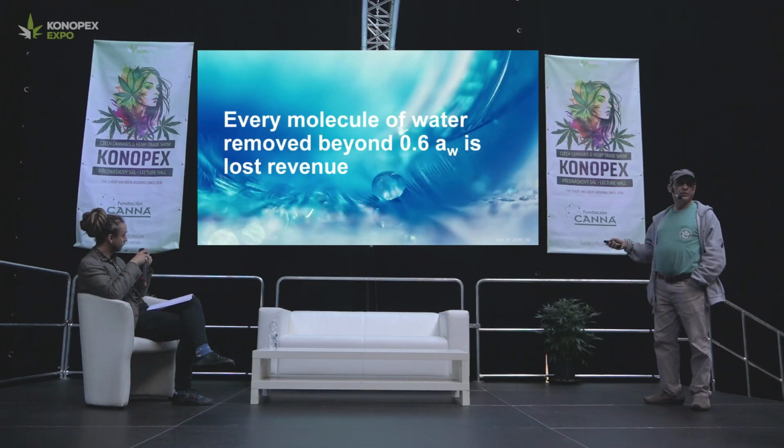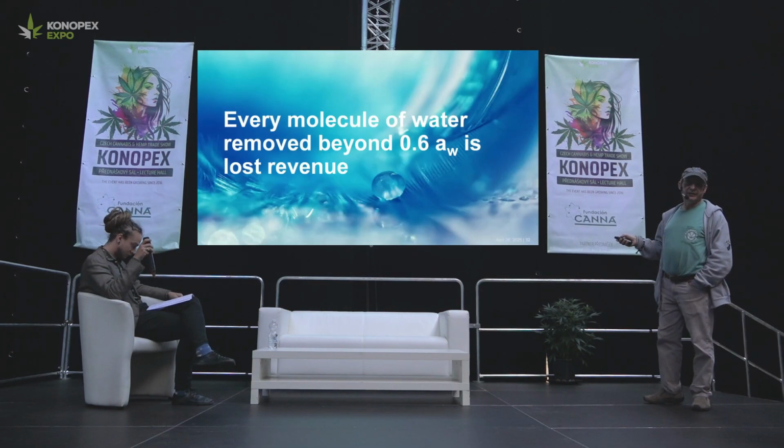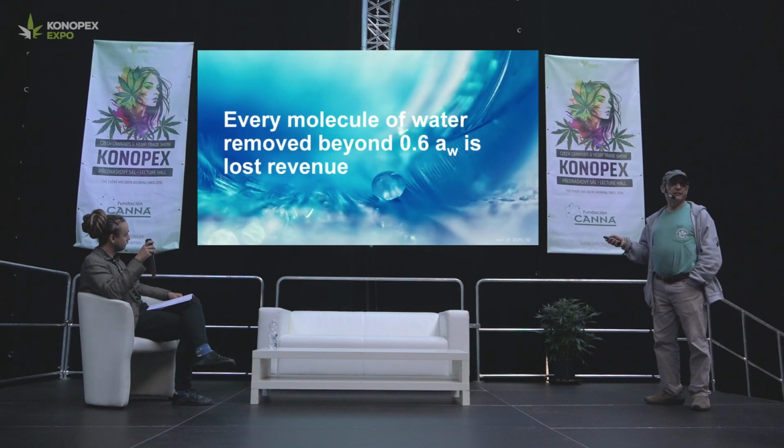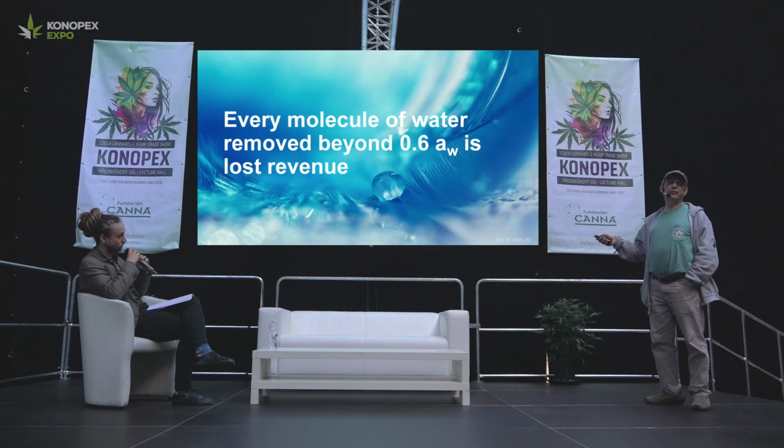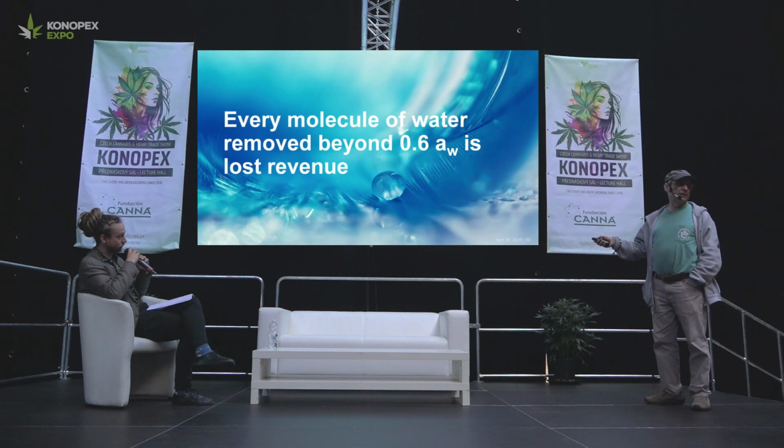So, once we get to a 0.6 water activity, there's no longer enough unbound water for microbes to grow. You have a shelf-stable product. Every molecule additional that you remove, you're removing a molecule of bound water. That's weight off the scale. And if you're in the business of selling the product by weight, that's lost revenue.